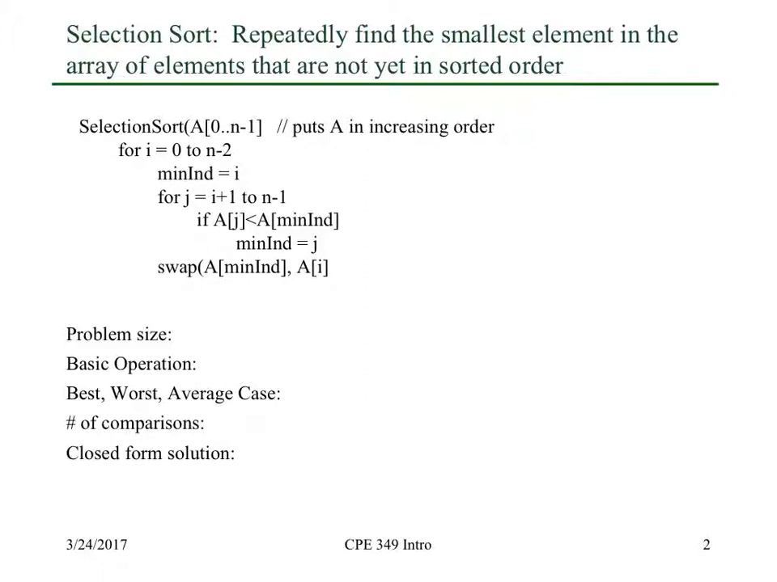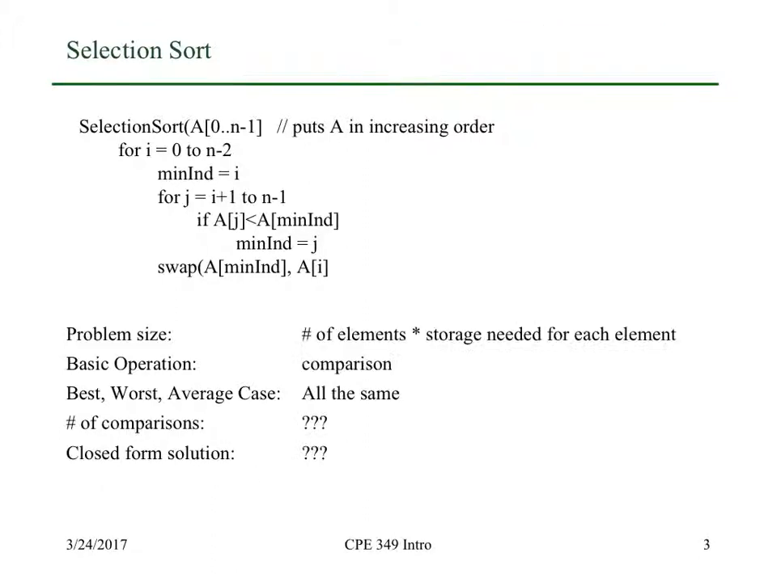And you can see, this is the pseudocode. You can see that basically this is the outer loop, and the number of comparisons we still need to determine in the closed form solution. So now let's look a little closer at this inner loop and see how many comparisons are going to need to be done.